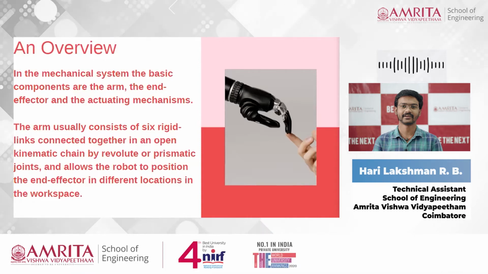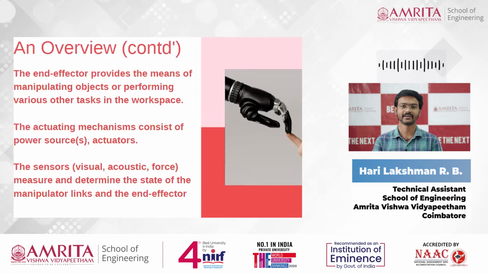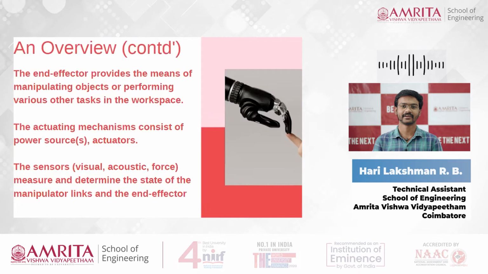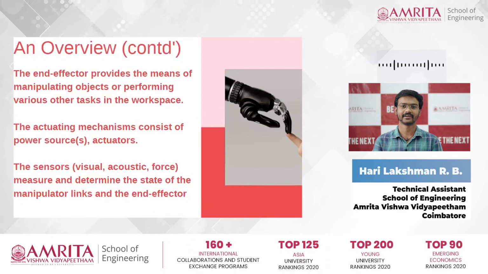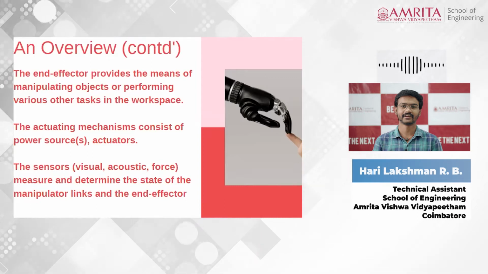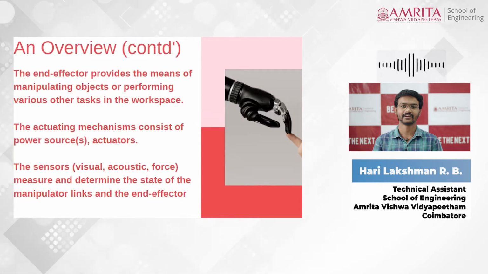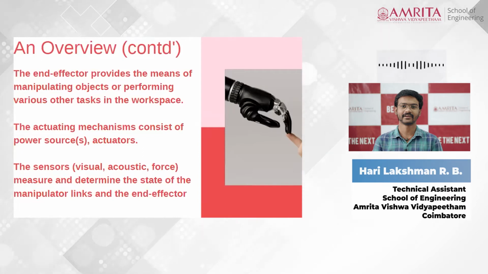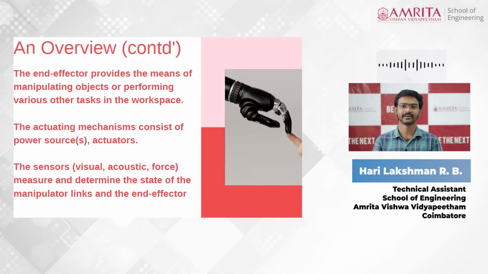The end effector, as I said earlier, is the tool, and it can be a welding torch, electromagnet, sensors, or grippers. It provides the means of manipulating objects or performing various other tasks in the workspace. Whatever purpose we use inside our workspace, the end effector is going to serve the purpose of the robot.